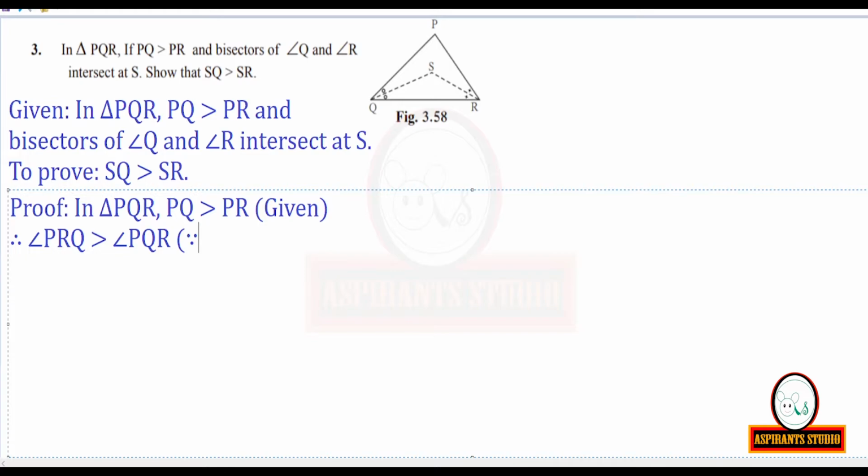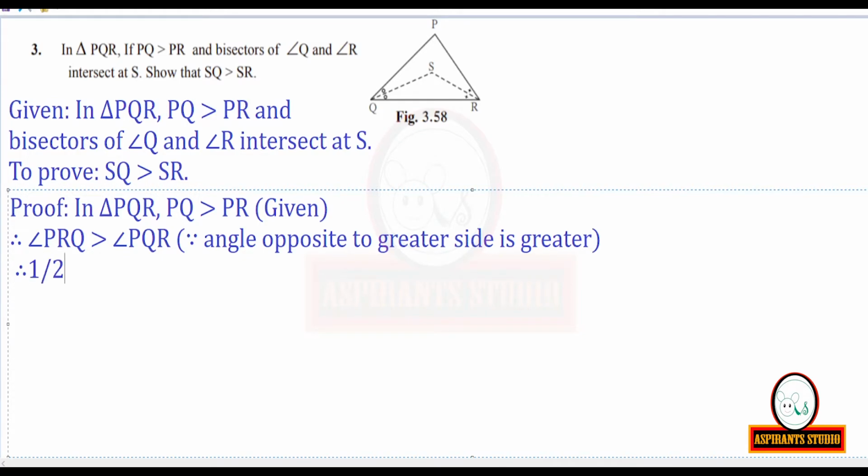Therefore, angle PRQ is greater than angle PQR, because angle opposite to greater side is greater. Opposite to PQ we have the angle PRQ and opposite to PR we have the angle PQR. And the inequality sign will be greater than sign because PQ is greater than PR is given. So angle PRQ is greater than angle PQR because angle opposite to greater side is greater.